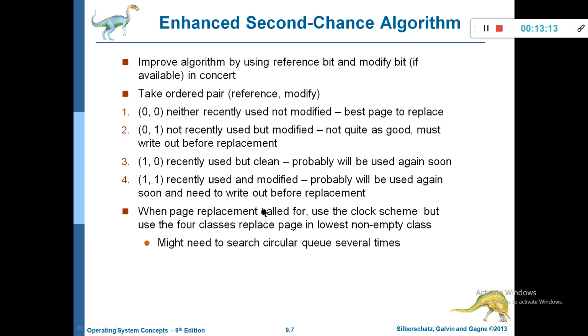So these are the four possibilities we are going to use for the implementation of the enhanced second chance algorithm. In this, instead of maintaining only one bit, we are going to associate two bits with each page. One is a reference bit and the other is a modify bit, and this modify bit is also called a dirty bit, which we studied in the previous lectures. So when page replacement is called for, use the clock scheme, but use the four classes, and replace the page in the lowest non-empty class. So we might need to search the circular queue several times to get the page with reference bits 00 or 01.